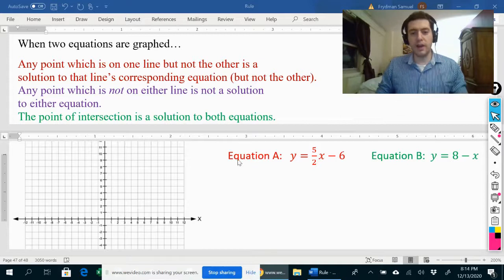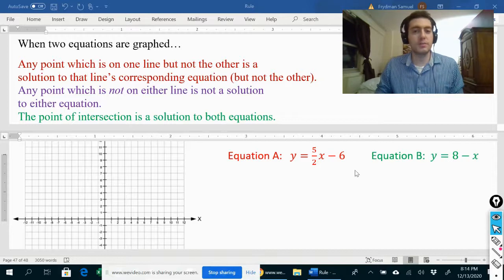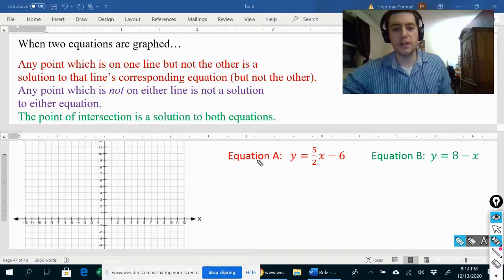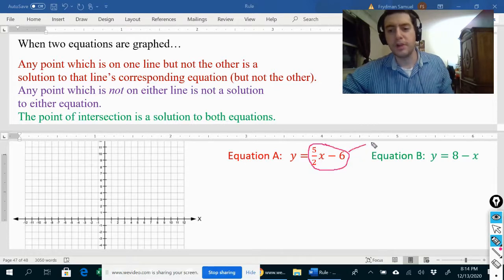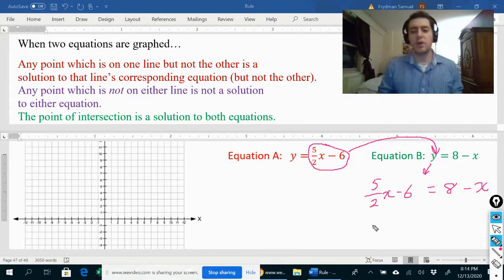So let's go ahead and graph these equations over here. We could solve these by using the substitution method. So for example, I could say, well, if I know from equation A that y is equal to 5/2 x minus 6, what I could do is take this expression and plug it in for y over here, and then I could write 5/2 x minus 6 equals 8 minus x, and then solve that equation for x, and then whatever I get for x, I could plug it back into either one of these equations to figure out what y is.